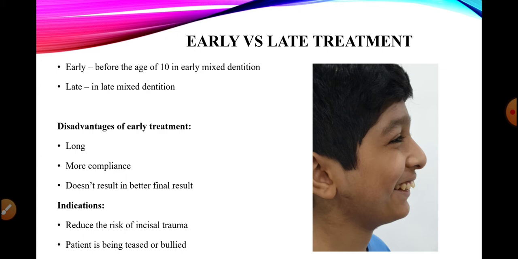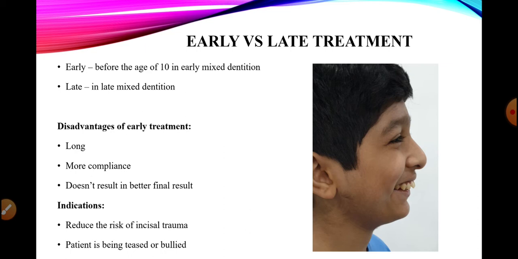And usually all the growth modification treatments are carried out in the late mixed dentition, because it's a very highly controversial area to discuss, whether we should be going for early treatment or whether we should be going for the late treatment. But the best research evidence suggests that there are multiple disadvantages of going for the early treatment, because first of all it will take very long, and it will be much more compliance dependent as compared to the late treatment, and it doesn't provide any better final result as compared to the late treatment.